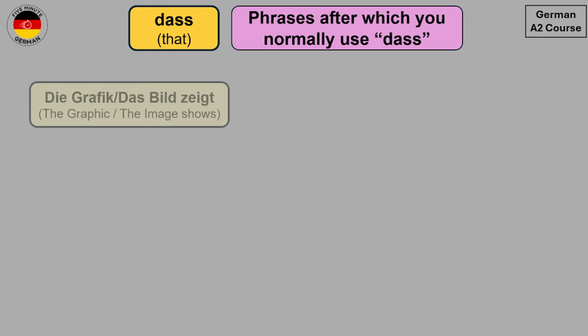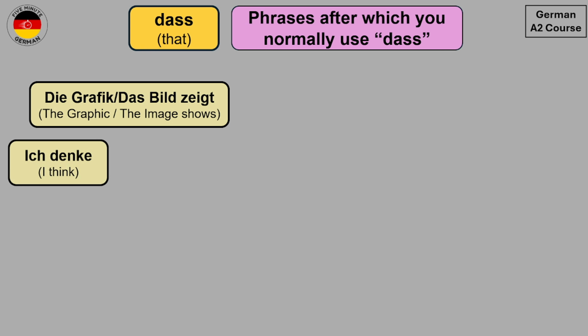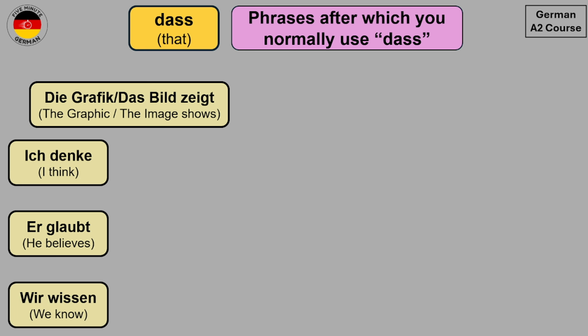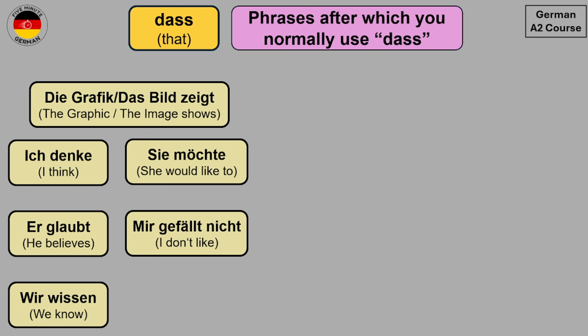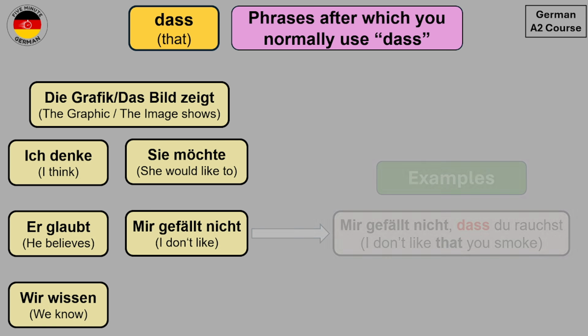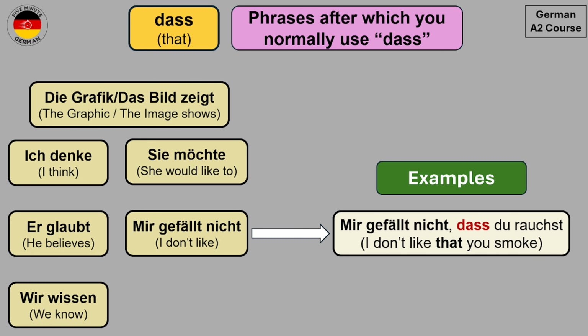So these are Die Grafik or das Bild zeigt, the graphic or the image shows. Ich denke, I think. Glaubt, he believes. Wir wissen, we know. Sie möchte, she would like to. Mir gefällt nicht, I don't like. Now an example with this phrase can be Mir gefällt nicht, dass du rauchst. I don't like that you smoke.